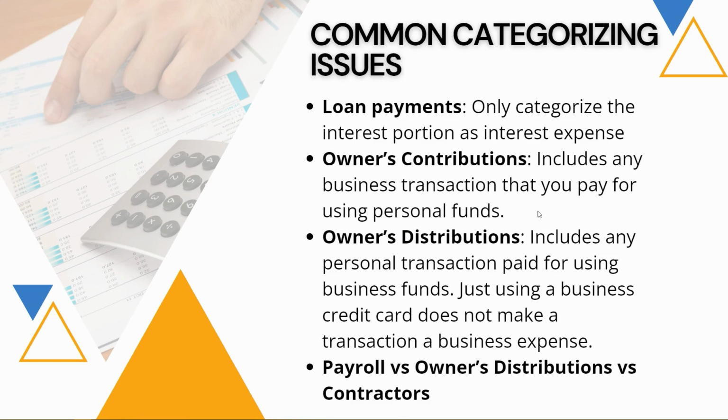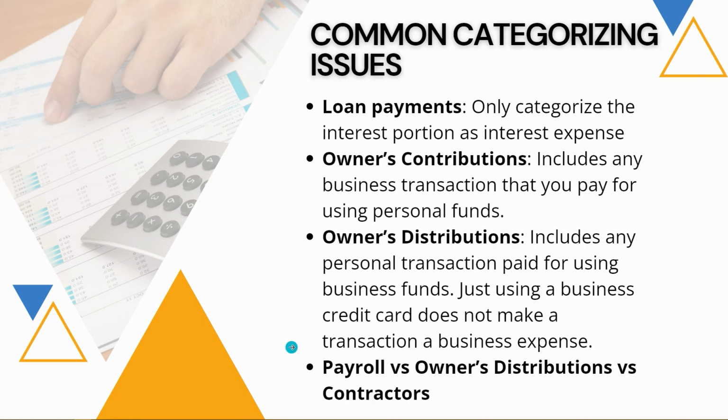So those things just get categorized as a distribution, and they don't show up on your income statement because it's not actually a deduction on your tax return. And so just be aware that, again, just using business funds does not make something a business expense. If you're paying for anything personal, that is going to be a distribution.